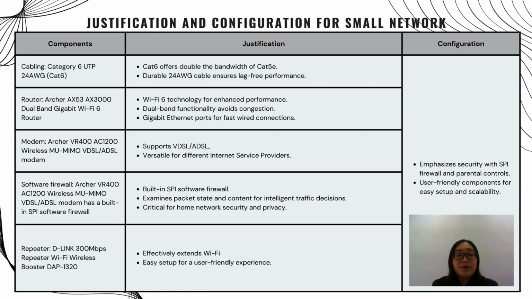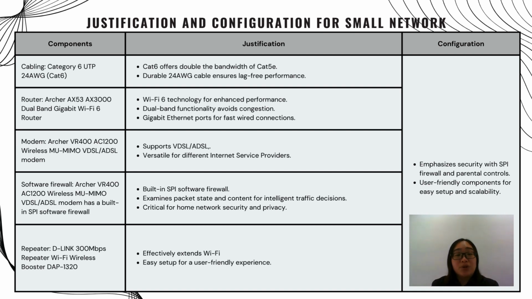Security is a top priority, with the Archer BR400 AC1200 modem featuring a built-in SPI software firewall, going beyond traditional packet filtering to examining packet state and content. These advanced security features ensure overall network security and privacy. To eliminate dead zones and provide reliable Wi-Fi coverage, the D-Link 300 megabit per second Wi-Fi booster DAP-1320 was integrated. Its user-friendly design allows for easy setup, making it a famous solution for small home network environments.